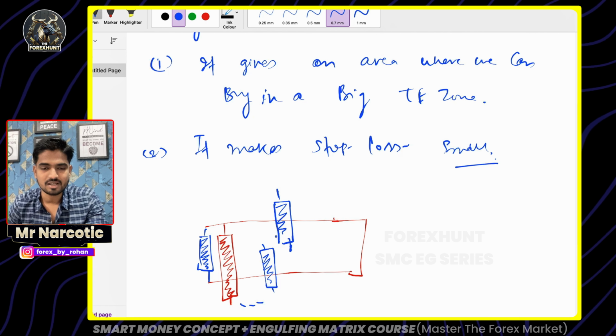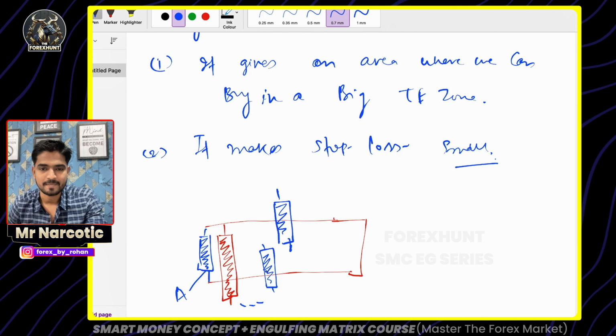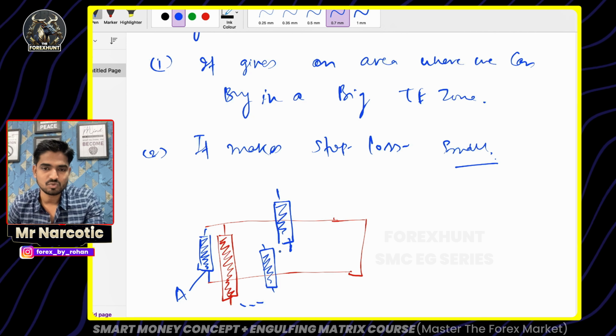So what does it make? This is A: the engulfing sell is called A, and you can say these 2 candles broke it.